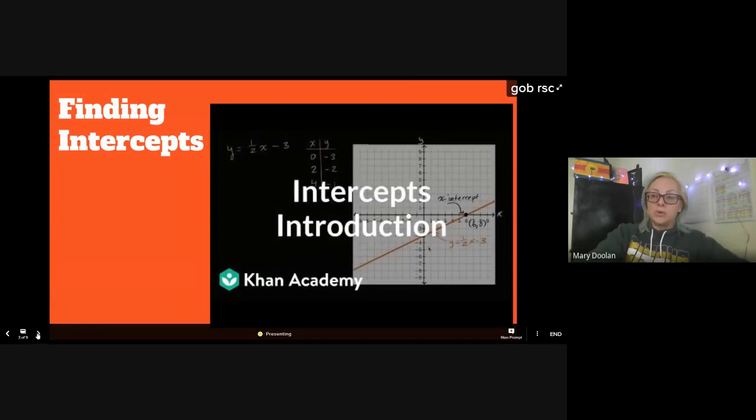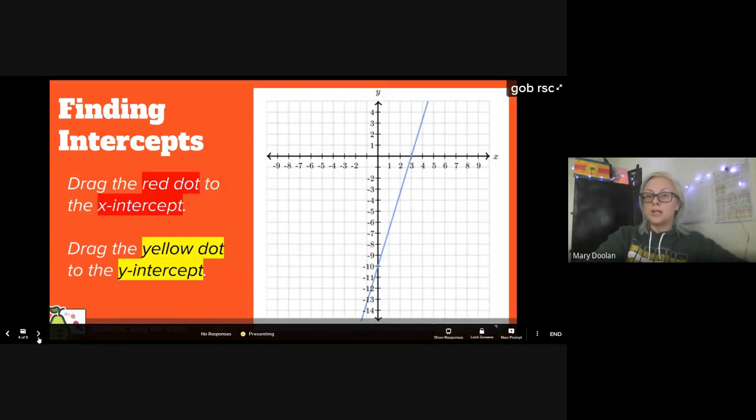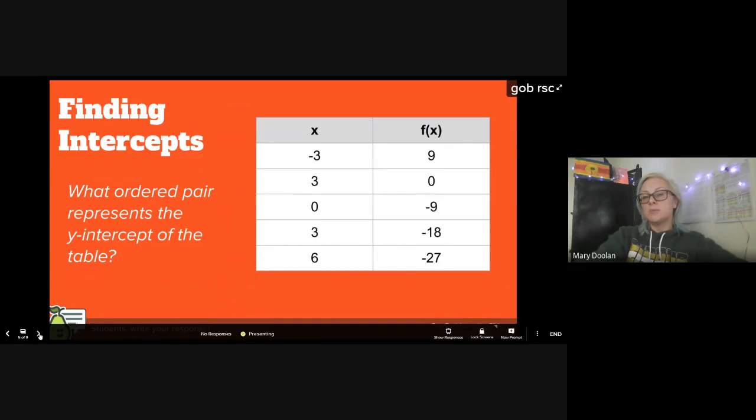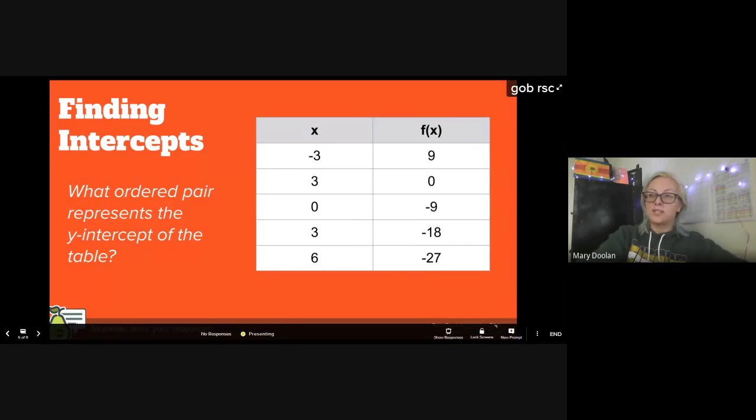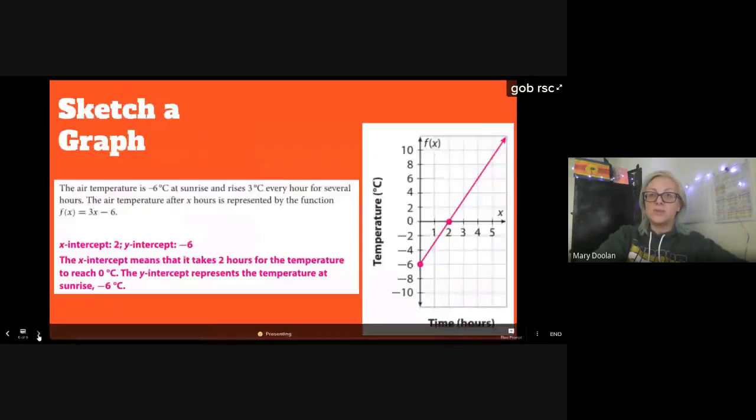As you go through these slides, this one isn't as long as our one from Monday. You have a little video on finding intercepts. You have an interactive slide where you're going to drag a yellow dot and a red dot. I want you to drag the red dot to the x-intercept and the yellow dot to the y-intercept. So make sure you know which one is which. And then here's a table of values. From this, you're going to tell me which ordered pair represents the y-intercept. I just talked to you guys about how you would do that.